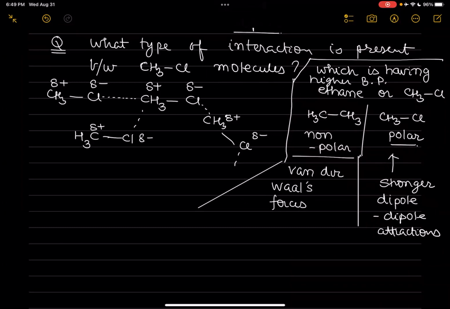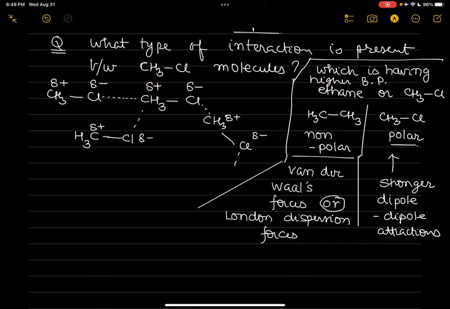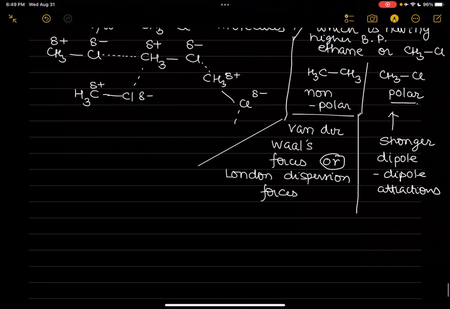And what kind of van der Waals forces? They are also known as London dispersion forces. They are very weak, because they do not have a permanent dipole moment, so the molecules are not holding each other together. They can escape very easily. Is it clear? So that's why it has a low boiling point, and this one has a higher boiling point.